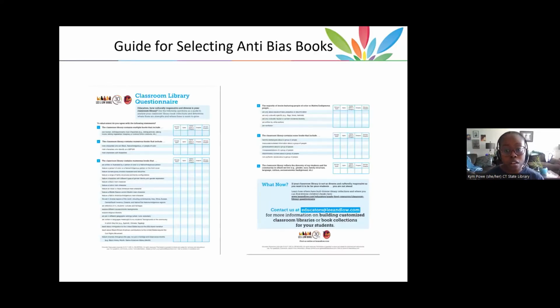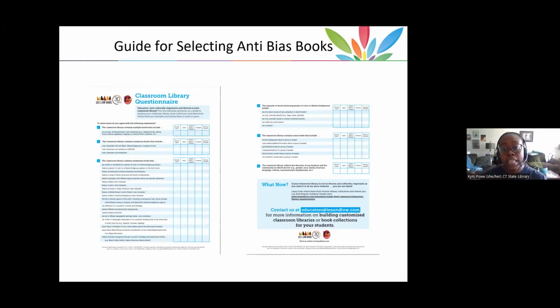So Lee and Low also created a classroom questionnaire that allows users to answer questions in a broad way: strongly agree, agree, NA, disagree, or strongly disagree with regards to your collection as a whole. It's kind of like a mini diversity audit, right? You're not going through each individual title in your classroom. You're looking at it as a whole.